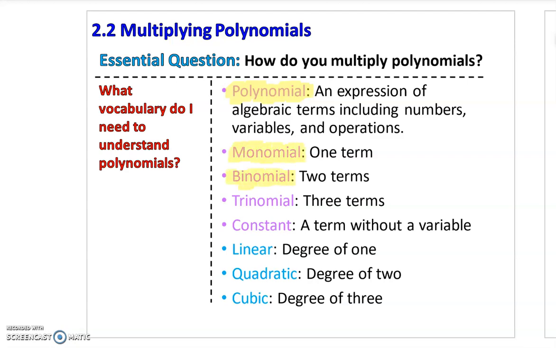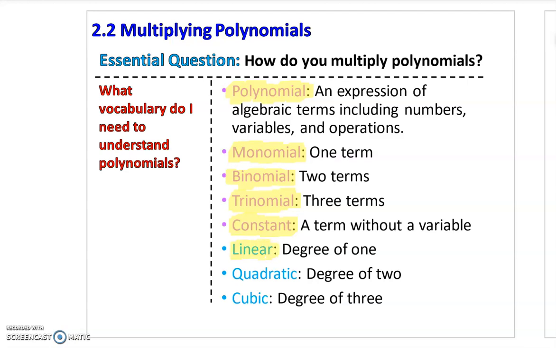monomial, binomial. A polynomial is an expression of algebraic terms, numbers, variables, and operations. Monomial, mono is one term. Binomial, bi, two terms. Trinomial, tri, three terms. A constant is a term without a variable, so like 5 or 10 or -1. We call those constants.